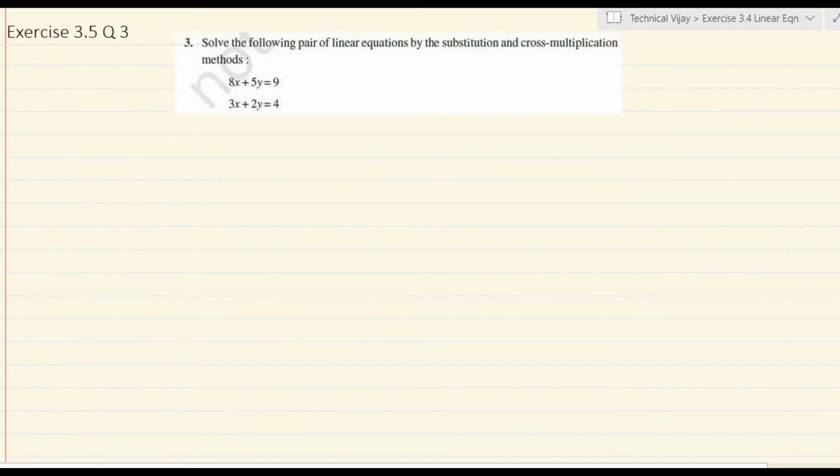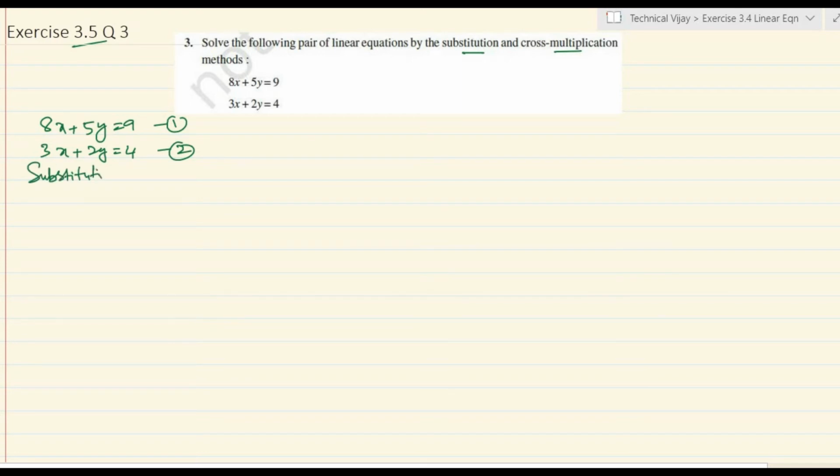So now exercise 3.5, question number 3. Solve the following pair of linear equations by substitution and cross multiplication method. So both methods we have to solve and verify the x and y values. So here first one, 8x plus 5y is equal to 9. Second equation, 3x plus 2y is equal to 4. So this is the first equation, this is second equation. Now we will solve by substitution method first.